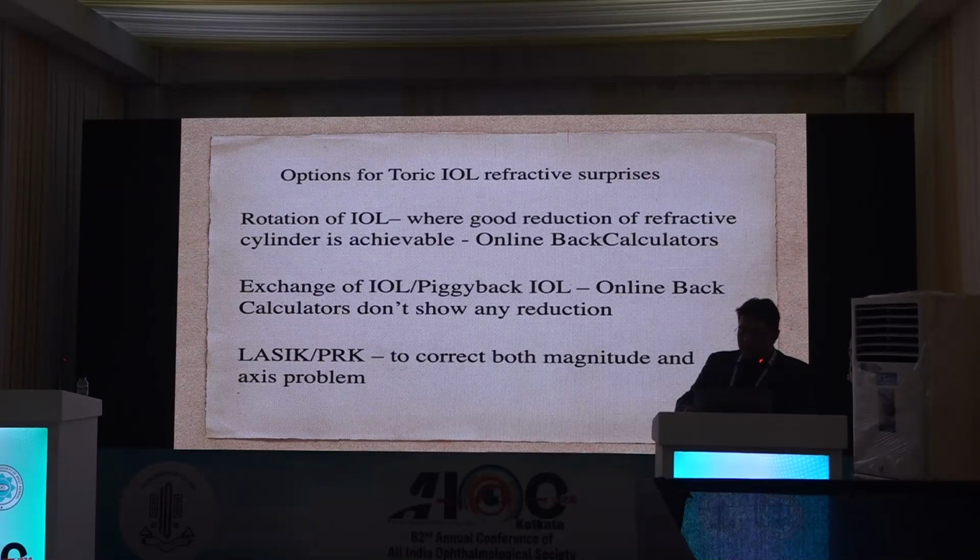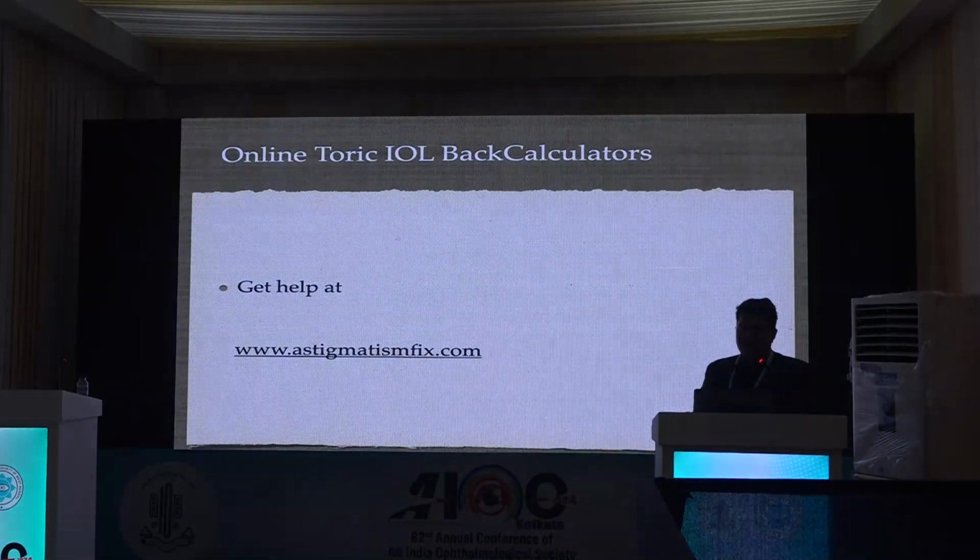We go and do some calculations online, which I'll be showing. If those online back calculators tell us that rotation of the IOL can reduce the refractive cylinder, we go ahead and rotate the toric IOL. If those calculators show that rotation won't have any effect on the post-operative toric IOL surprise, then we have the option of exchanging the IOL or putting a piggyback IOL for the residual refractive error over the existing IOL. And if we have a large magnitude and axis problem, then maybe LASIK or PRK has to be done in these kinds of cases. So these are the online toric calculators.